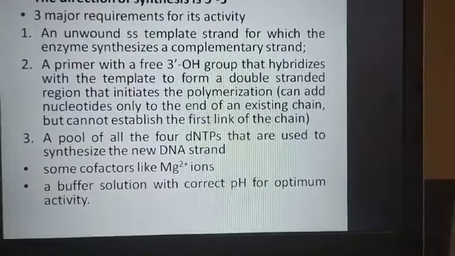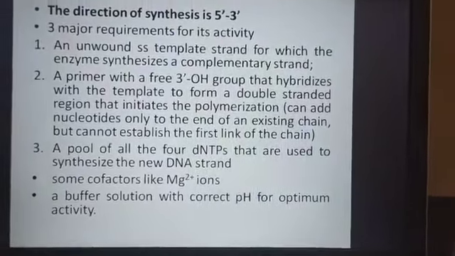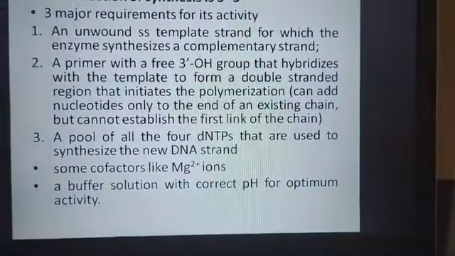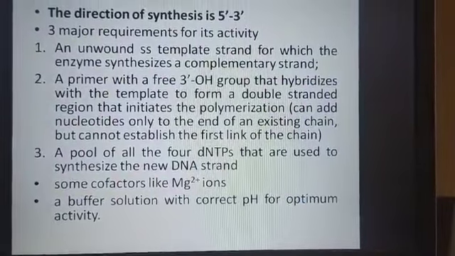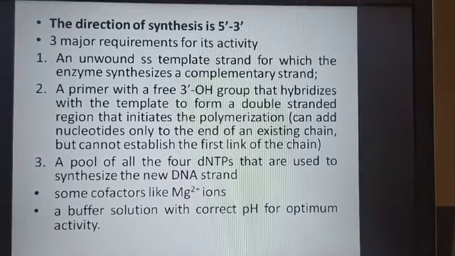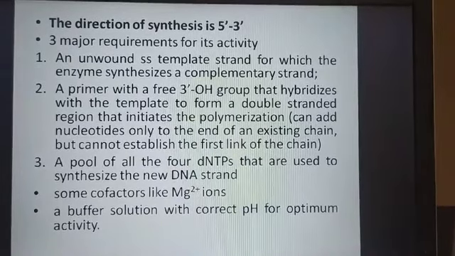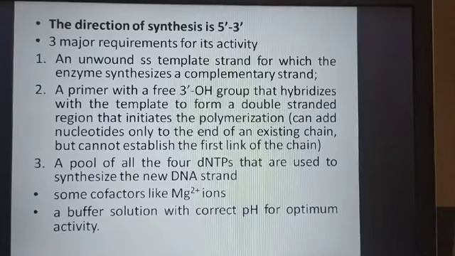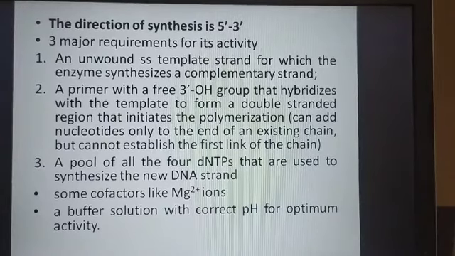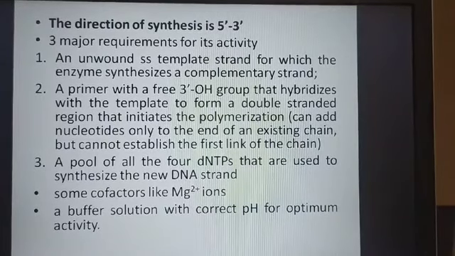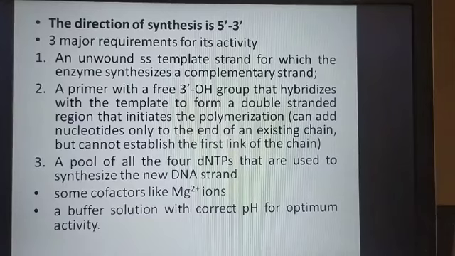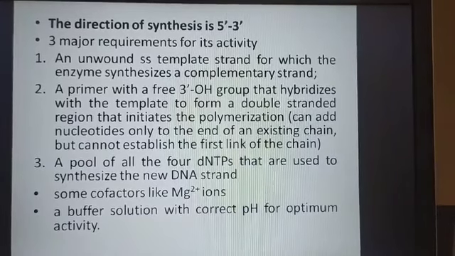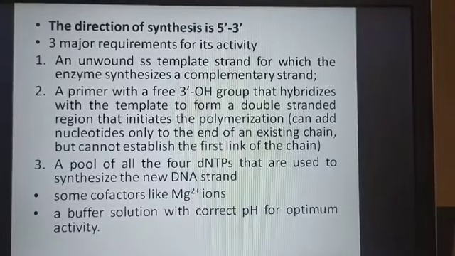And what is the third requirement? The third requirement is, of course, the monomers for synthesis of the DNA strand. The monomers are deoxyribonucleotide triphosphates, that is dATP, dTTP, dGTP and dCTP. Along with that, it requires certain cofactors like magnesium ions, and a buffer solution with the correct pH for its optimum activity.